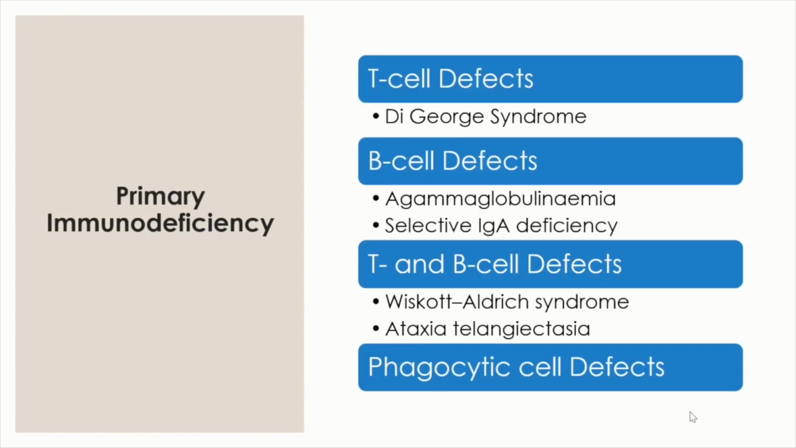So for primary immunodeficiencies, it can be broadly classified into 4 categories. Firstly, the T cell defects. An example is the DiGeorge syndrome. Secondly, B cell defects. Examples are agammaglobulinemia and selective IgA deficiency. Thirdly, combined immunodeficiency diseases. Examples are Wiskott-Aldrich syndrome and ataxia-telangiectasia. Last but not least, the phagocytic cell defects are involving the neutrophils.